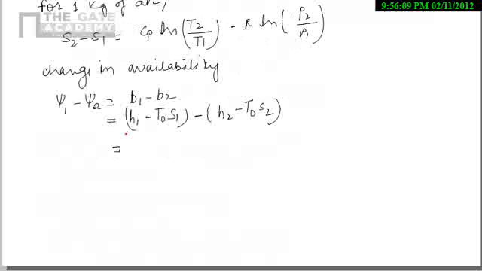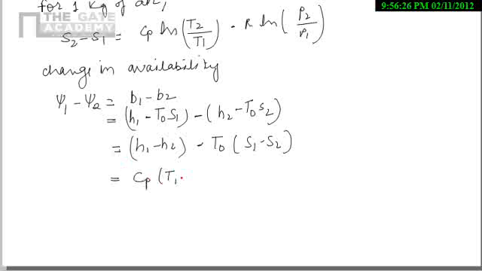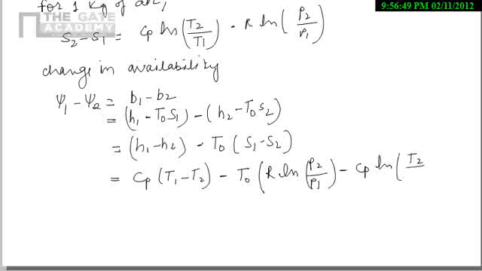Now again we can simplify it: H1 minus H2 minus T0 times S1 minus S2. For enthalpy we can take Cp T. So here I can write Cp times T1 minus T2 minus T0, and in place of S1 minus S2 I can write R ln P2 by P1 minus Cp ln T2 by T1.